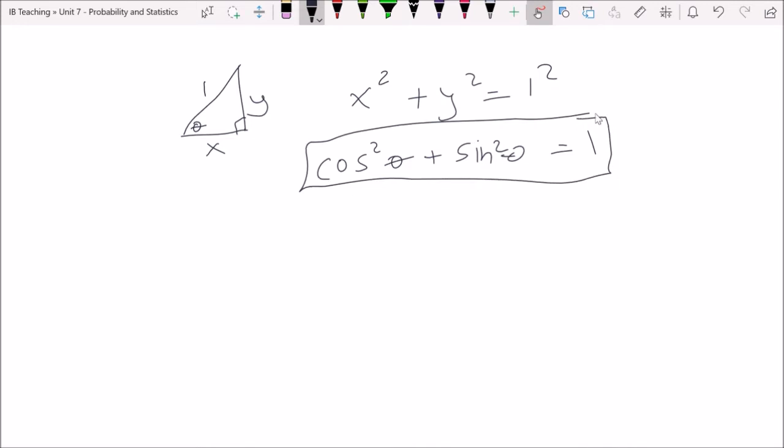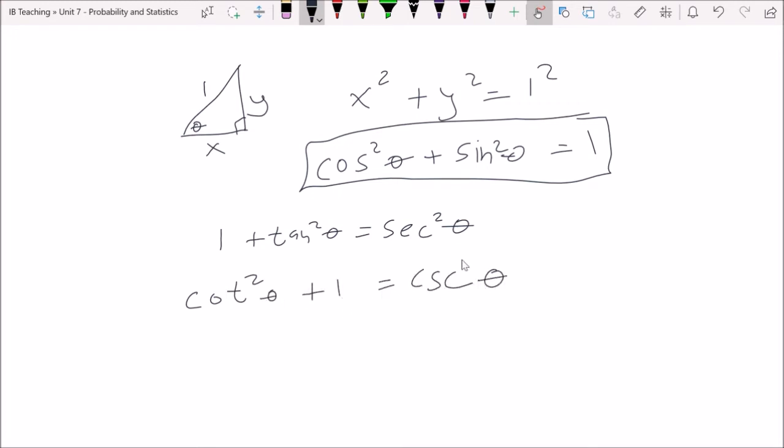We need to remember that we're able to modify this thing to meet our needs because not everything is cosine and sine. Sometimes we have secant, cosecant, tangent, and cotangent. So what we do is we divide it by either cosine or sine. If we divide by cosine, that becomes a 1 plus tan squared equals, because 1 over cosine is secant, secant squared. If we had divided by sine, we would have had cotangent squared plus 1 equals cosecant squared.